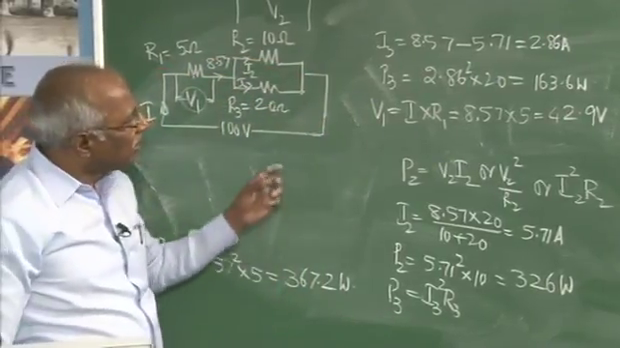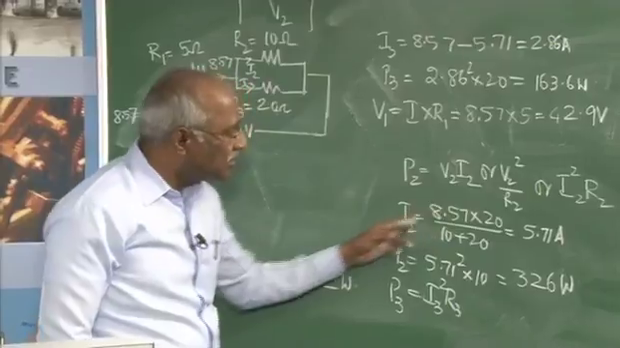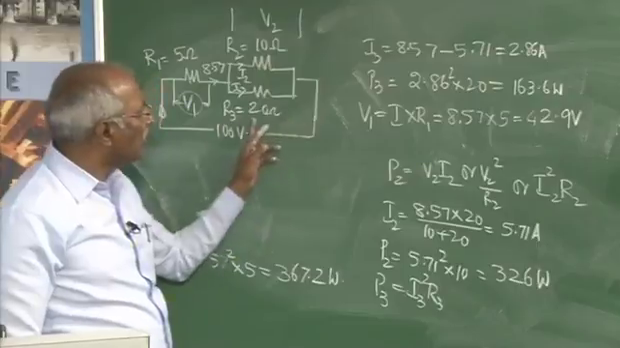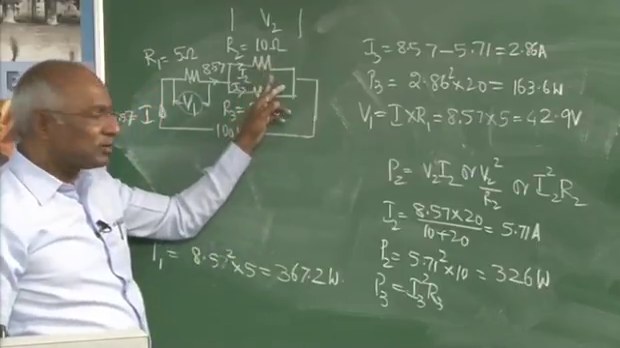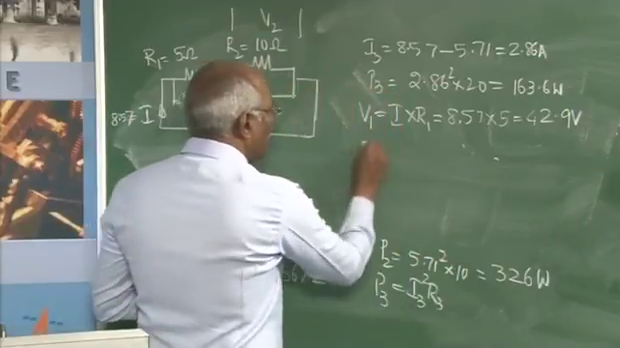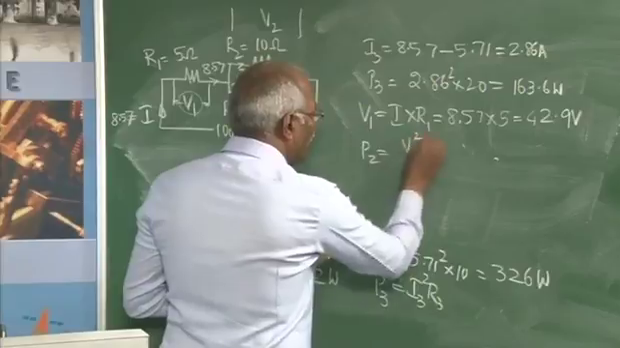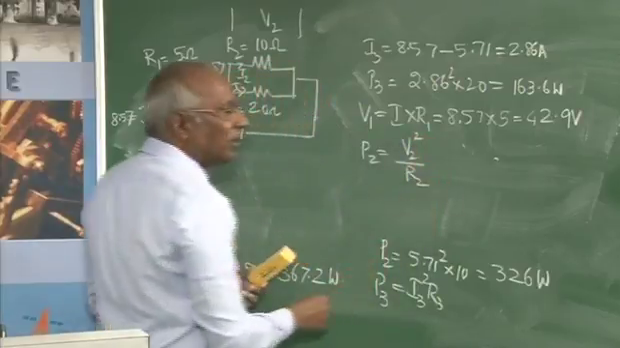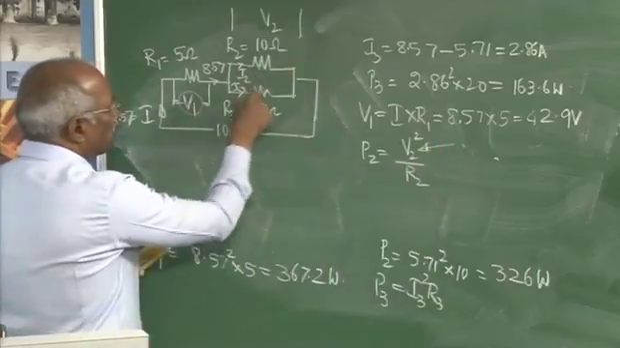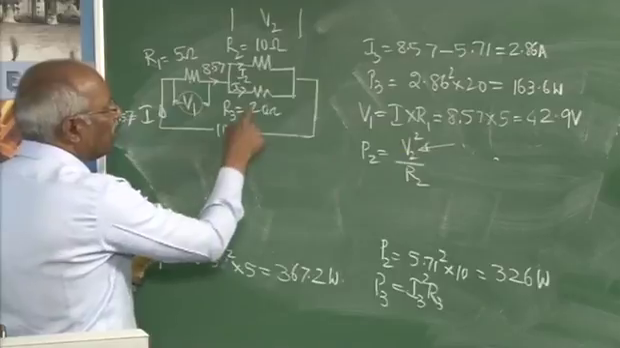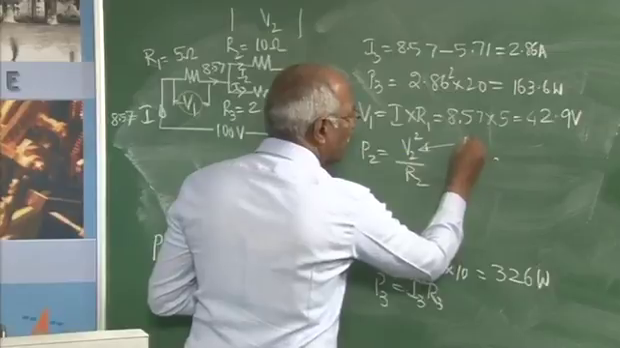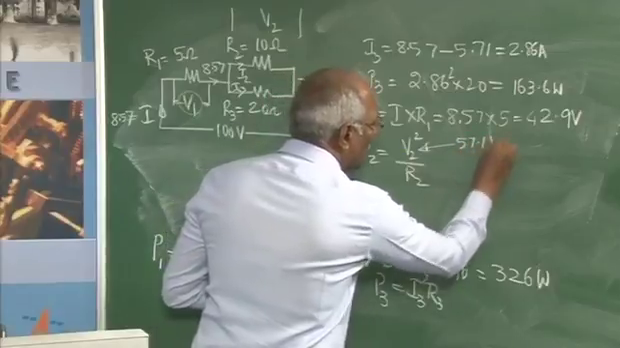In this regard, instead of finding out I2 and I3 to find out P2 and P3, knowing V1 and knowing V2, can we find out the power also? Yes. In that respect, P2 will be equal to V2 square by R2. We know V1 plus V2 must be equal to this. Therefore, V2 will be equal to 100 minus 42.9, that comes to 57.1 volt.